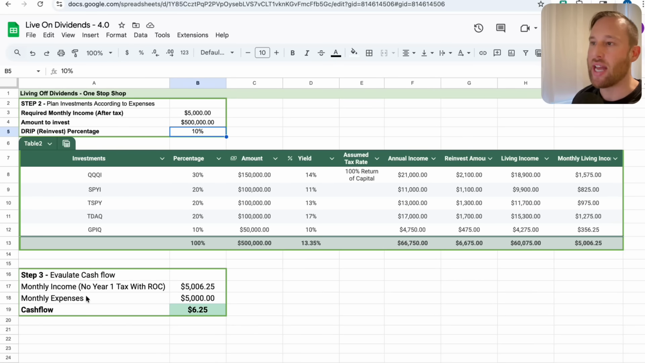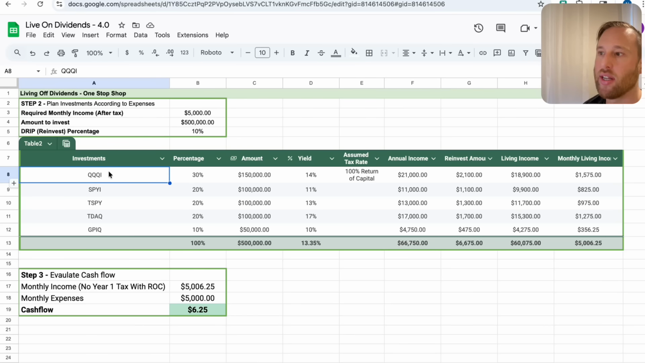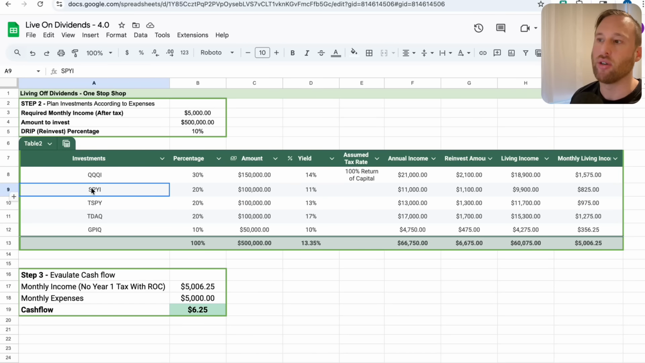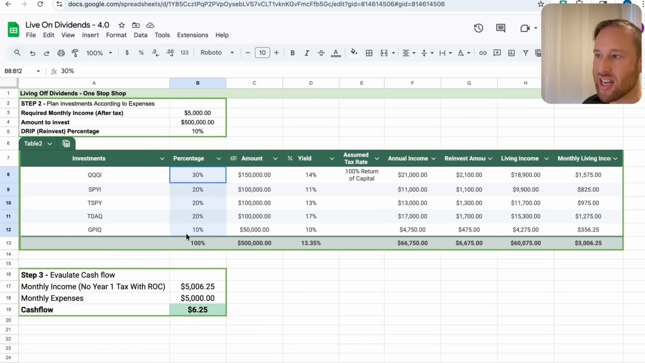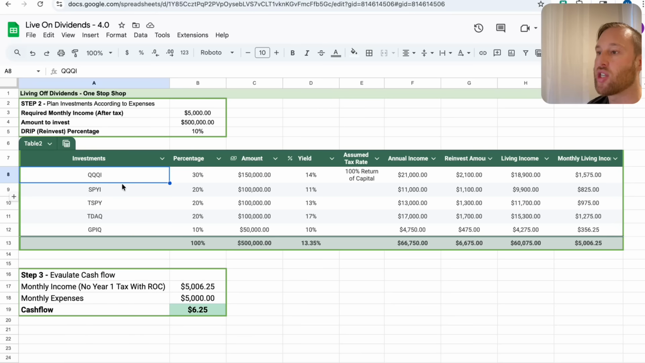All right. And here are the assets I've chosen for this portfolio. It's QQQI, SPY, T-SPY, TDAC, and GPIC, guys. QQQI does a 14% yield, SPY 11% yield, T-SPY 13% yield, TDAC almost 17%, and GPIC 10%. And I've set up percentage allocations for each ticker, each ETF, and then based on this case of 500K, it will allocate the amounts accordingly.